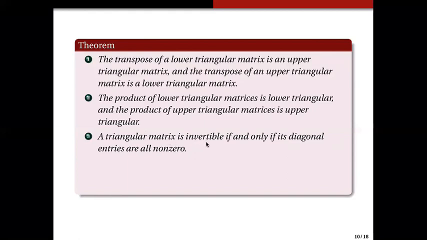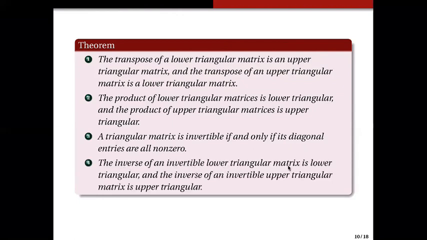A triangular matrix is invertible if and only if its diagonal entries are all non-zero. So this is the same as the diagonal matrices. And later we will see a formula for what we call the determinant of triangular matrices. And the inverse of an invertible lower triangular matrix is also lower triangular. And the inverse of an invertible upper triangular matrix is upper triangular. So again, the triangular type will be retained if you just get the inverse.